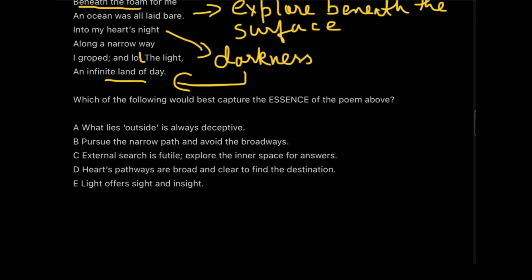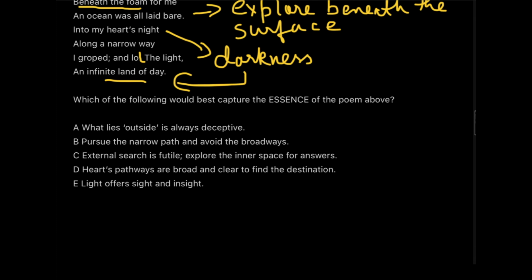Which of the following would best capture the essence of the poem above? Oh, the most difficult question you can get on a poem is to capture the essence or to find the central idea. Because in these types of questions, we have to understand the poem. We need to understand the poem, only then can we capture the essence or find the central idea. But still, I'll show you how to use option elimination here.